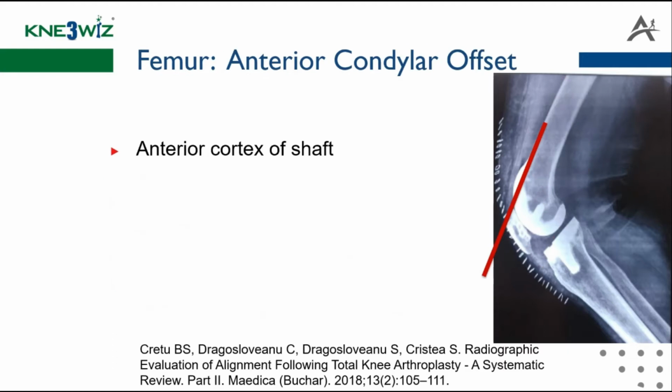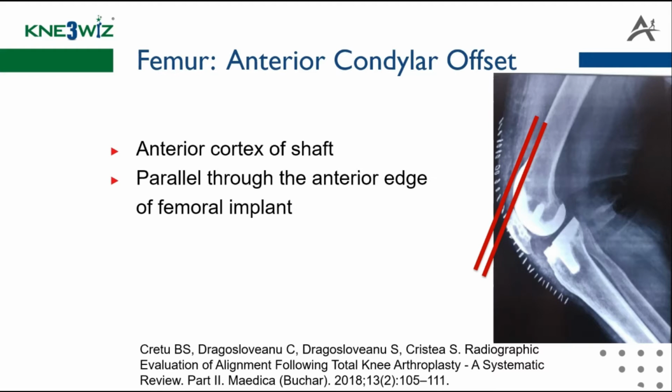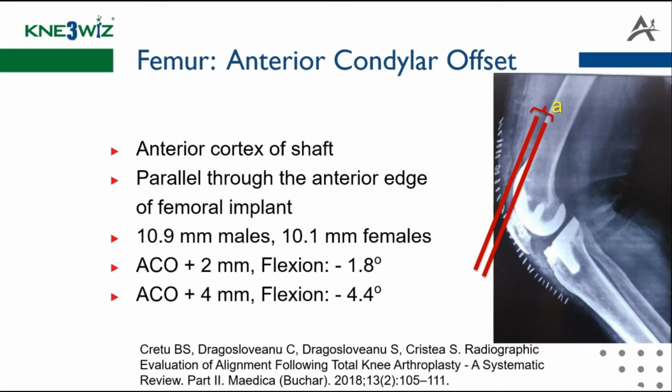The femoral anterior condylar offset ratio is calculated by the line from the anterior cortex of the shaft and a parallel line through the anterior edge of the implant. It is usually around 10 millimeters, but with modern implants, this profile is getting thinner. Increase in the anterior condylar offset stuffs the patellofemoral joint and reduces flexion. A 4 mm increase in offset will reduce flexion by more than 4 degrees.